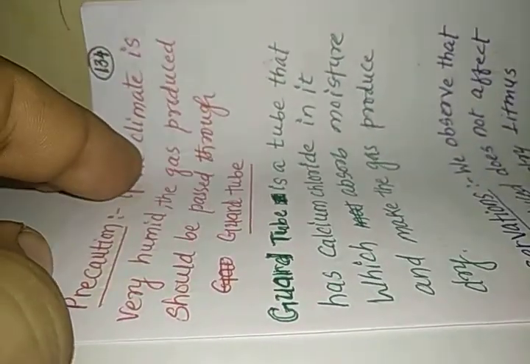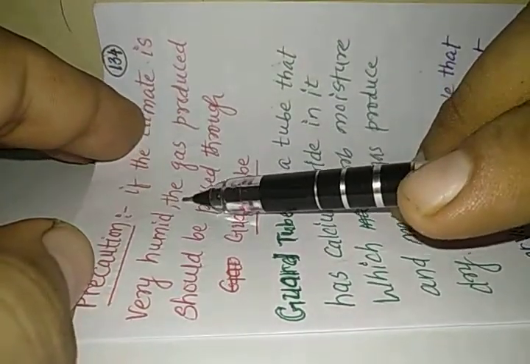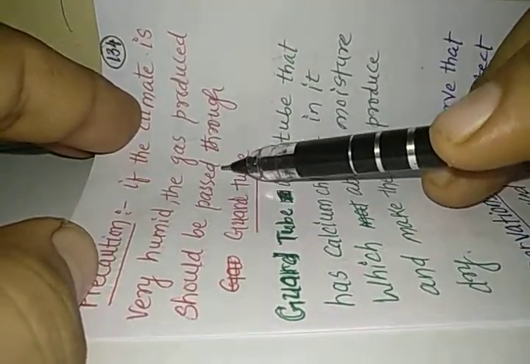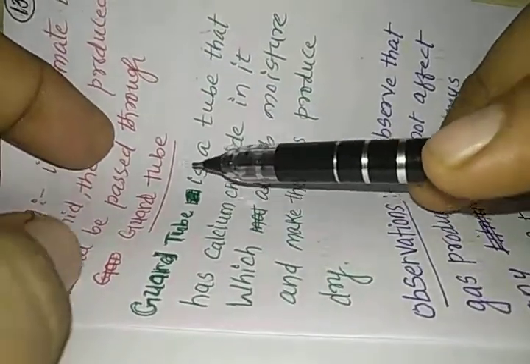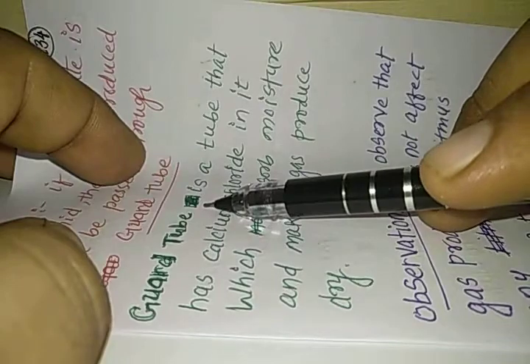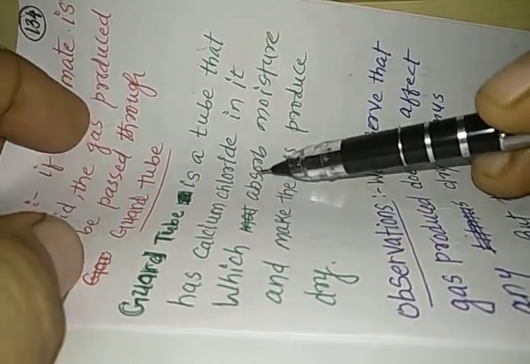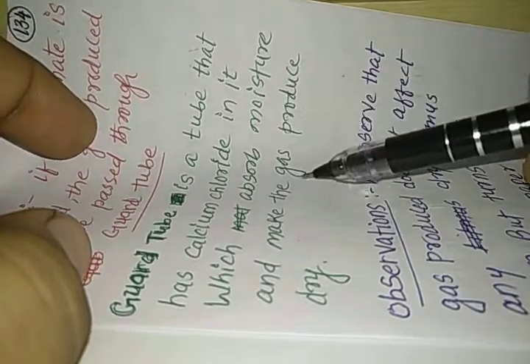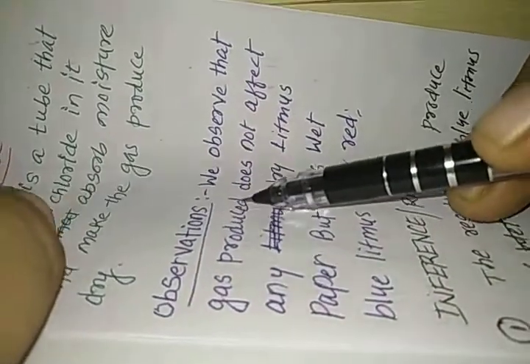Precaution: we have to take some precaution. If the climate is very humid, the gas produced should be passed through the guard tube. Now let us understand what a guard tube is. A guard tube is a tube that has calcium chloride in it, which absorbs the moisture and makes the gas produced dry. Now what are the observations?